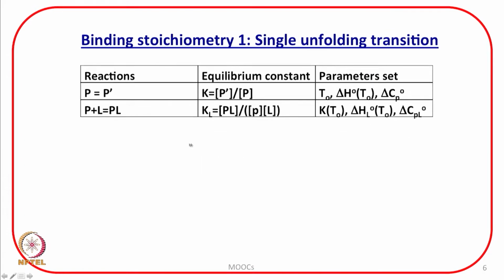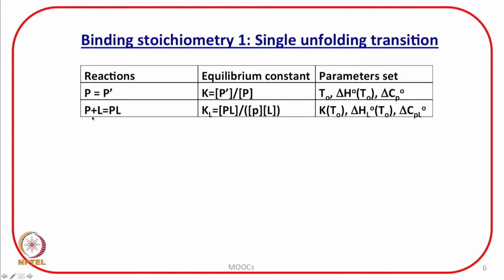Let us take a look at this table. We are talking about protein unfolding, P to P prime. Prime, as I said, we will use for the unfolded state. So, when P goes to P prime, the associated equilibrium constant obviously is the concentration of P prime divided by the concentration of P. And the parameter set associated with the thermal unfolding are T0, delta H at T0 and delta Cp. T0, as we initially discussed, corresponds to the transition temperature.